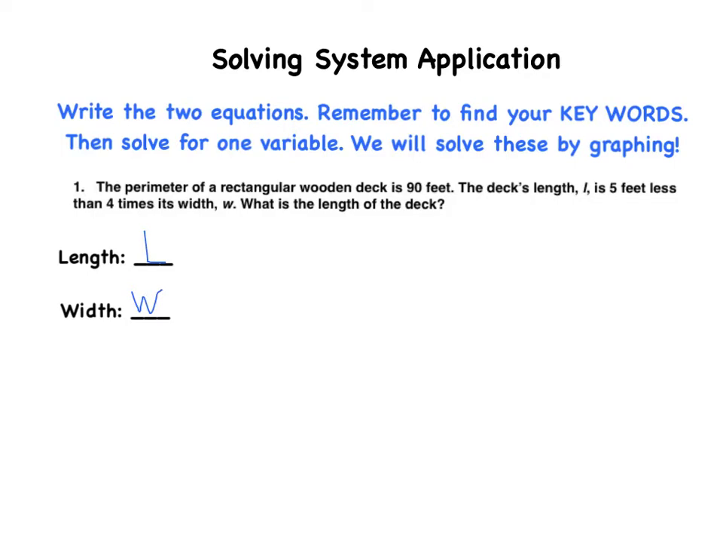So let's look at the first sentence. Perimeter, that's a key word that you guys know means 2L plus 2W. The next key word I see is the word is, 90 feet. So I have 2L plus 2W is 90 feet. There's our first equation.